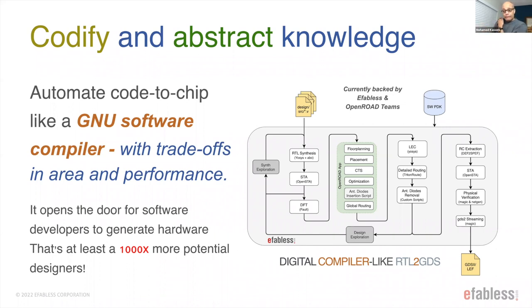By doing that, and actually making it reach a GDS that is working, even if it's slow or bigger, suboptimal in area, for example, you open the door for thousands and thousands of people. You can open the door to software developers or FPGA designers to actually get to the GDS. So it explodes. And this is another way to get to the 1000X.